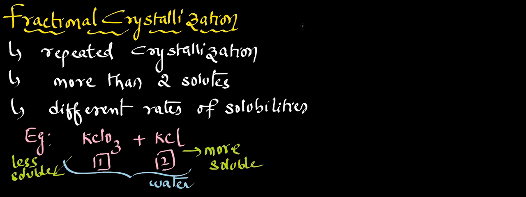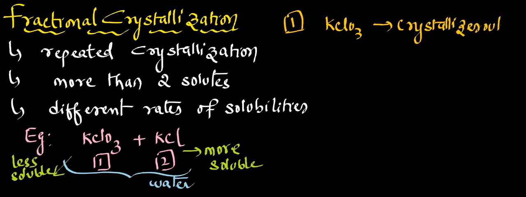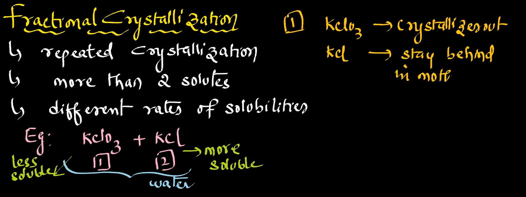So in the procedure, we are going to start with preparation of the saturated solution, and then we have to do filtration. And when we do the crystallization process, what happens? The potassium chlorate crystallizes out first because it is less soluble. And potassium chloride, what about it? It stays behind in the mother liquor. Impurities are also in the mother liquor, and potassium chloride also will stay behind in the mother liquor. So in step 1, we have eliminated what? Potassium chlorate.